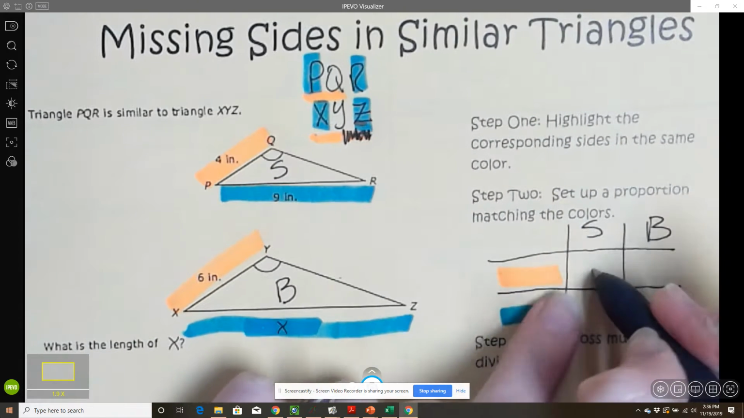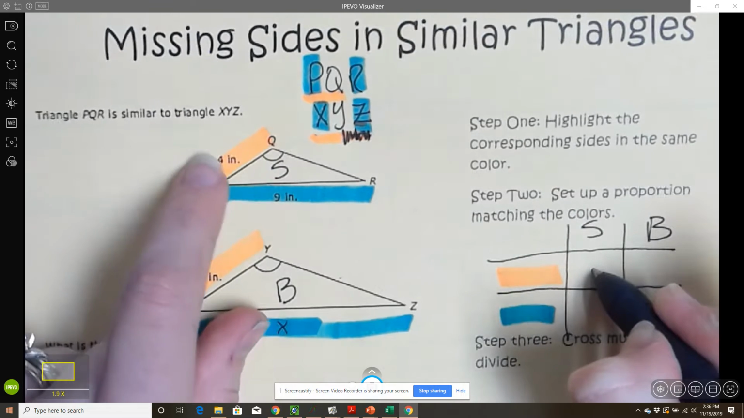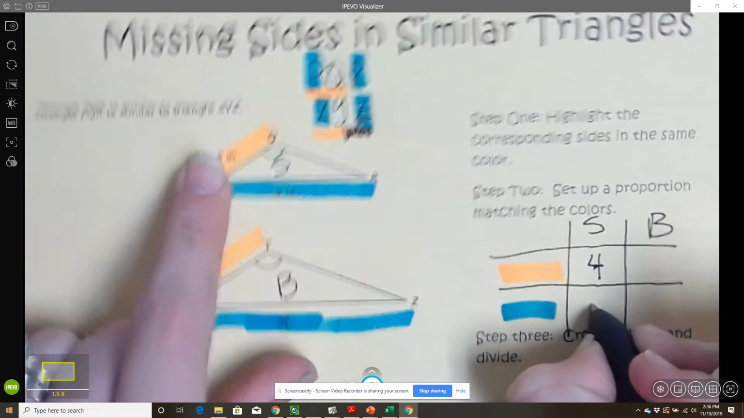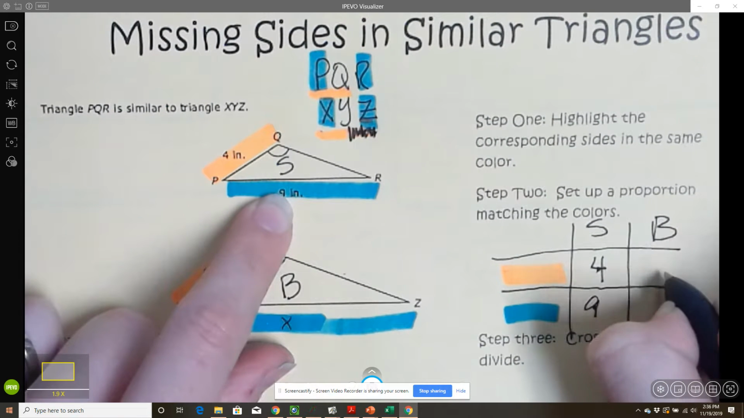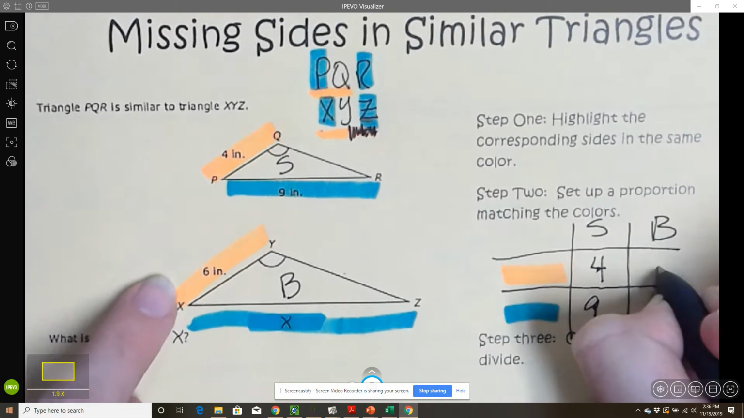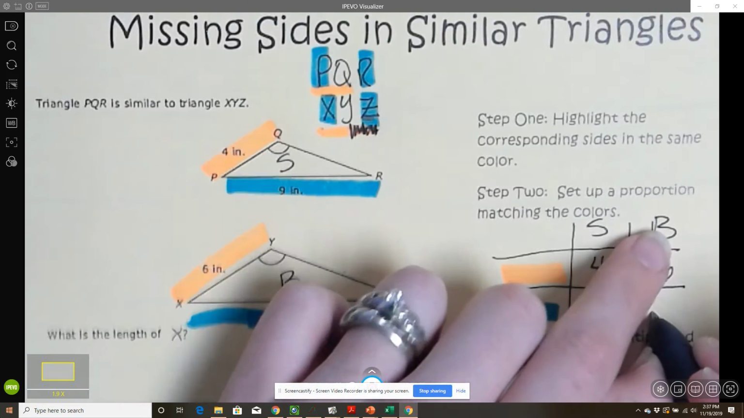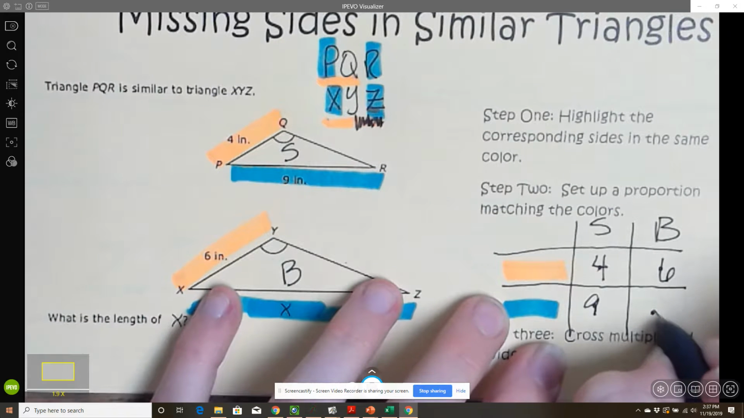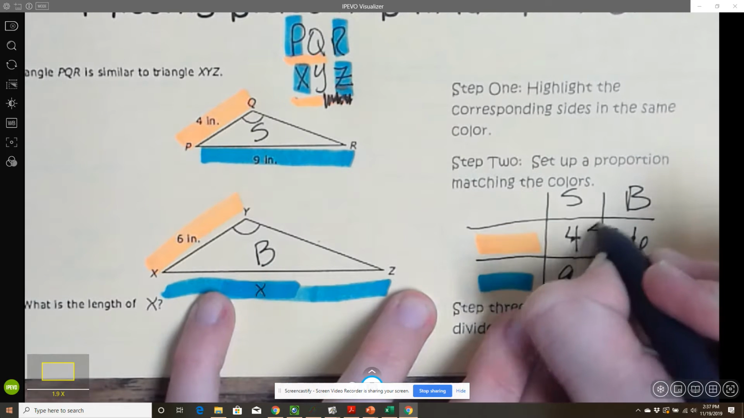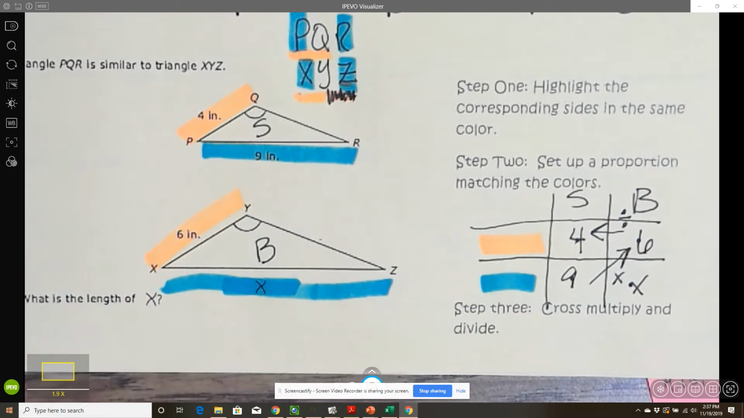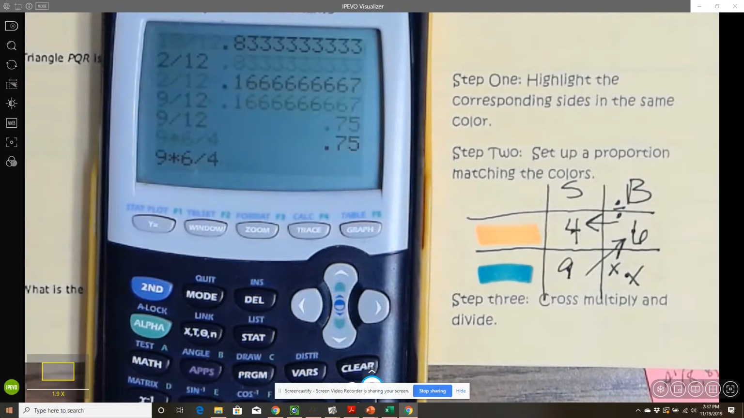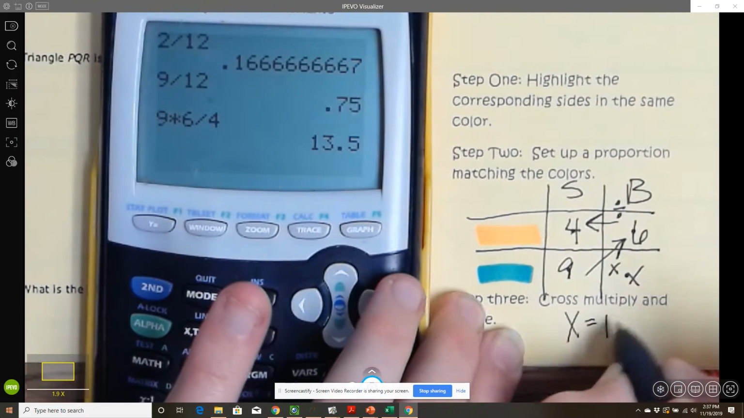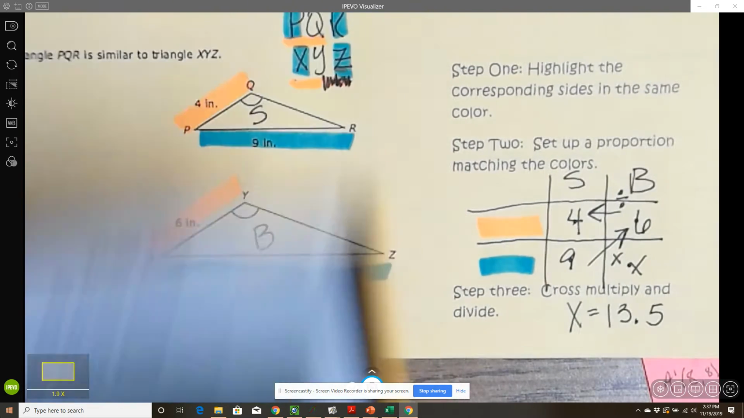This box right here is going to be the small triangle, the orange side, which would be 4. This box here would be the small triangle and the blue side, which would be 9. This one is going to be the big triangle and orange, which is 6. And this one here is going to be the big triangle in blue, which is our X. To solve tic-tac-toe, we cross multiply and then we divide. So to solve this one, we would do 9 times 6 divided by 4. And so X equals 13.5.